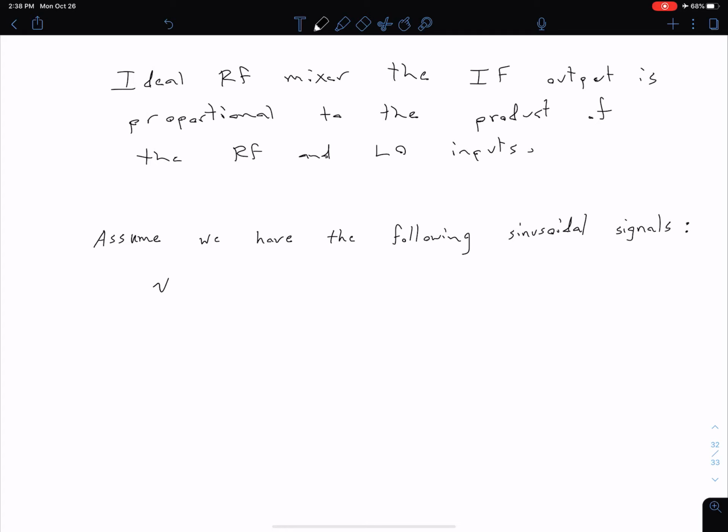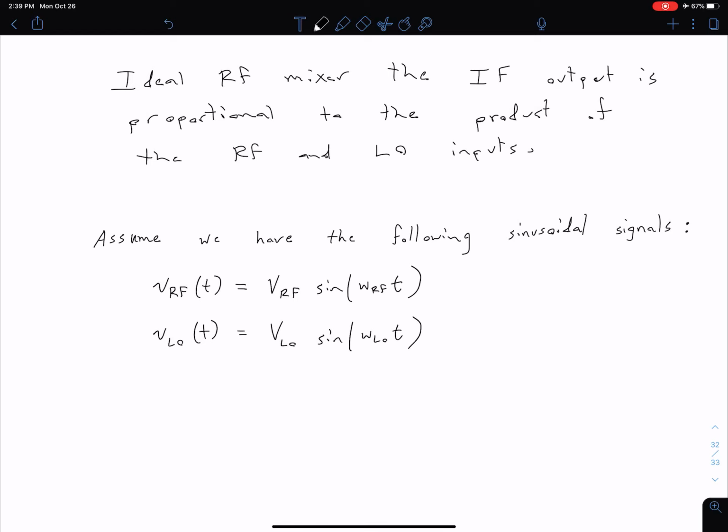Let's say we have some radio frequency signal, VRF, which is a function of t, equal to some magnitude VRF times sine of omega, where omega is at some radio frequency, times t. We also have our local oscillator voltage, VLO as a function of t, which also has some magnitude VLO times sine of omega t, where omega is now the frequency of our local oscillator.